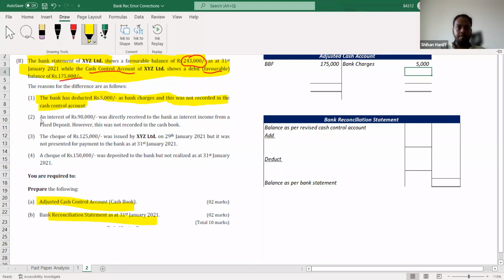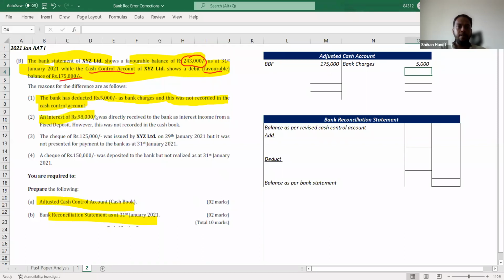Next, number 2. An interest of 98,000 was directly received to the bank as interest income from a fixed deposit. However, this was not recorded in the cash book. So we have to record this in the cash book. Interest income. It's an income. 98,000.